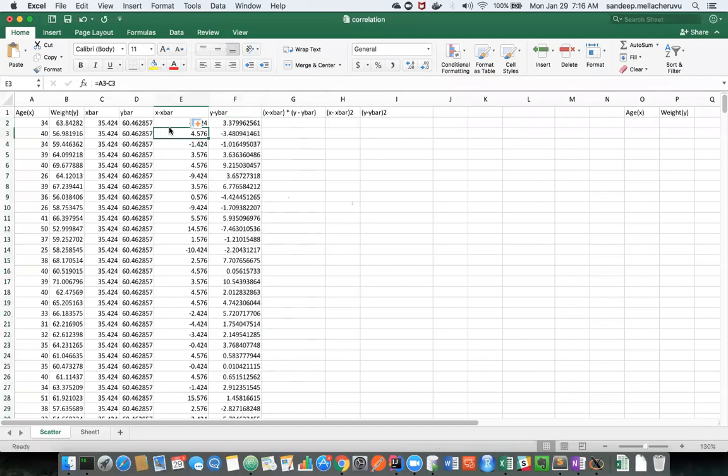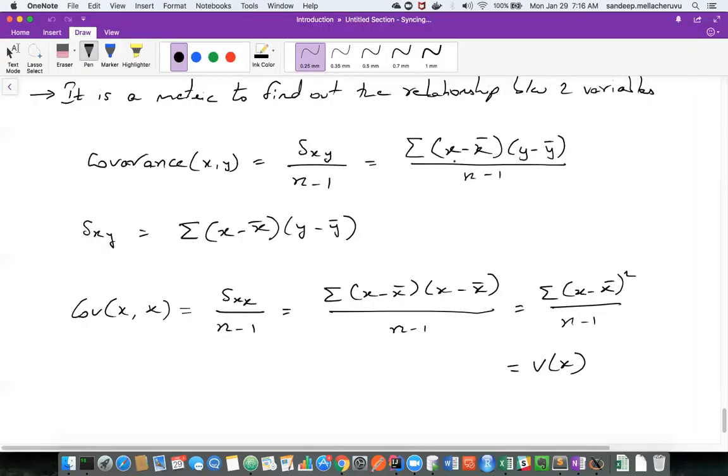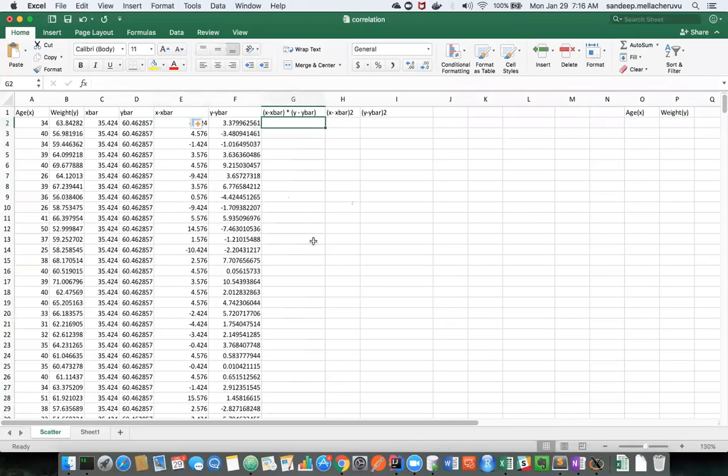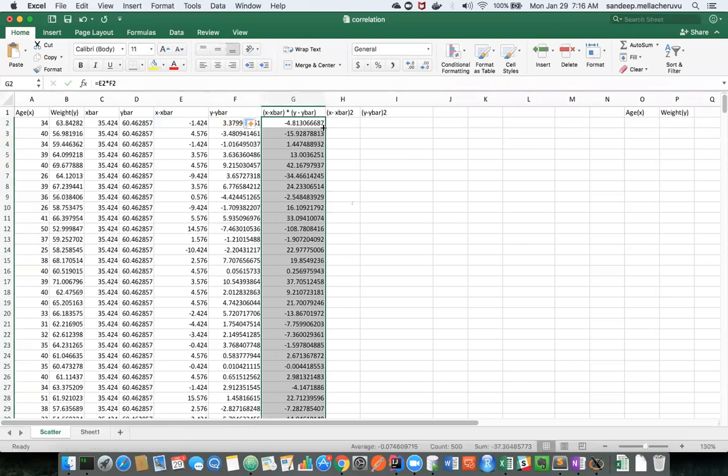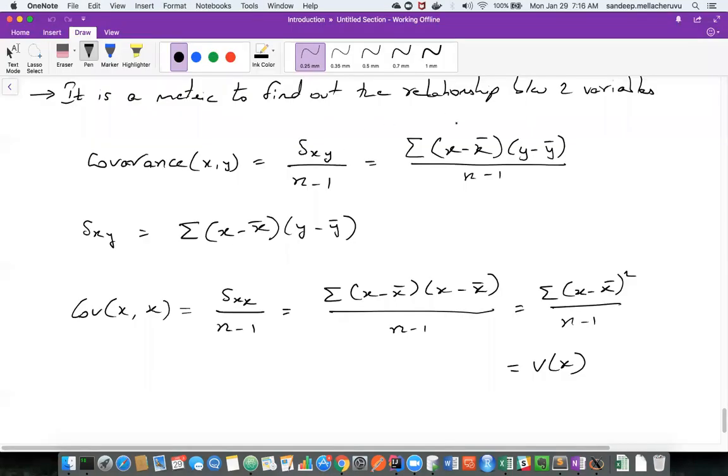Now I have got two columns which I need to multiply, because all I need is x minus x bar into y minus y bar. Let's multiply x minus x bar into y minus y bar, and again I have to copy these cells. Okay, now what I have done is this x minus x bar into y minus y bar, but how many such quantities will I have? I will have n different quantities. I have to sum all of these up.